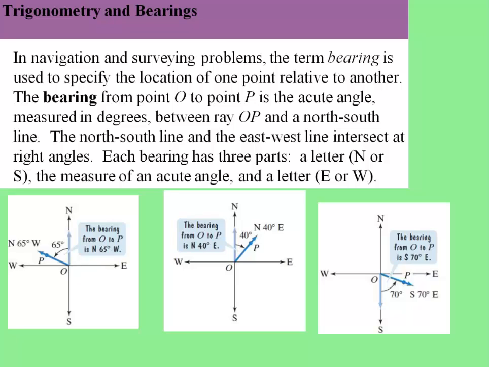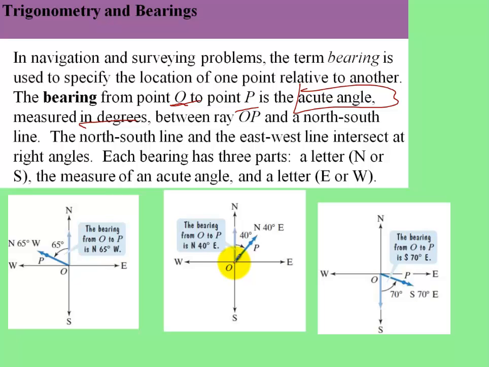All right, let's talk bearings. In navigation and surveying problems, bearing is used to specify the location of one point relative to another. The bearing from point O to point P is going to be an acute angle, so you're always going to have acute angles, measured in degrees. And here's the format for the three parts.